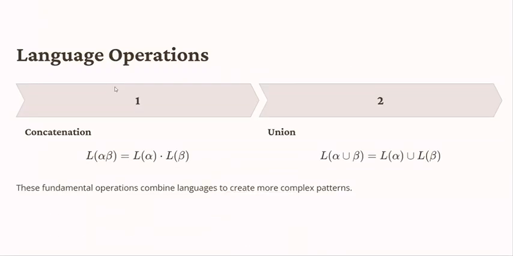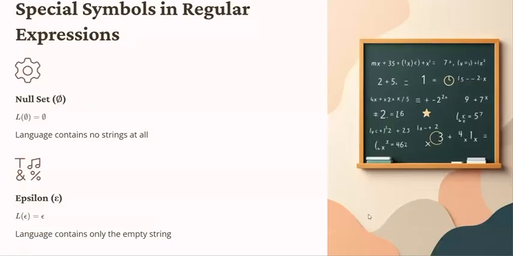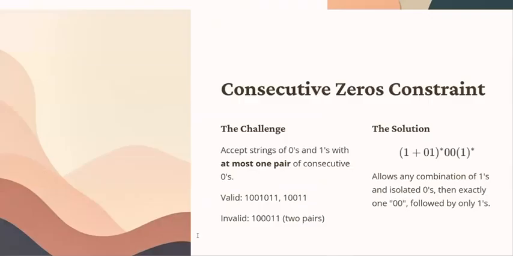Here we go to language operations, which are concatenation and union. The language of alpha beta can be written as language of alpha concatenated with language of beta, and for union, the language of alpha union beta can be written as language of alpha union language of beta. Here are some special symbols in a regular expression, which are null set and epsilon. You might get confused between null set and epsilon. The language of null set contains no string at all, whereas the language of epsilon contains only the empty string.